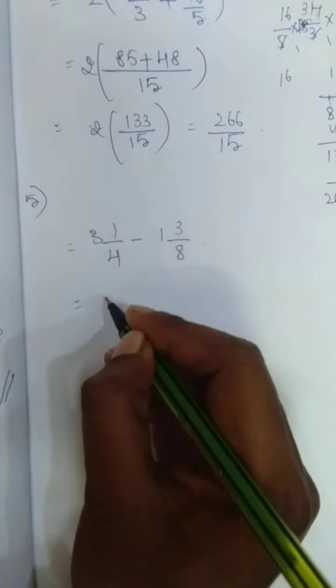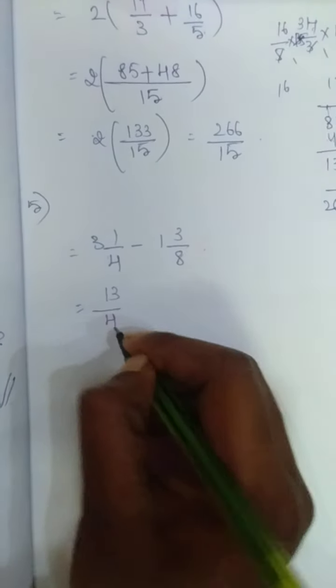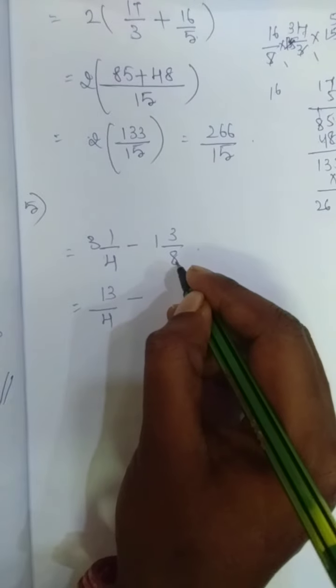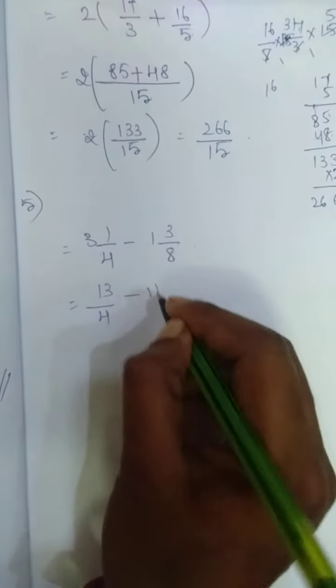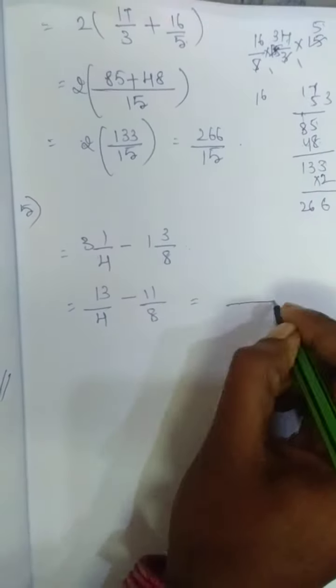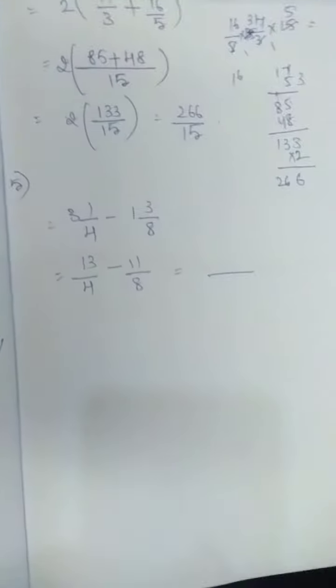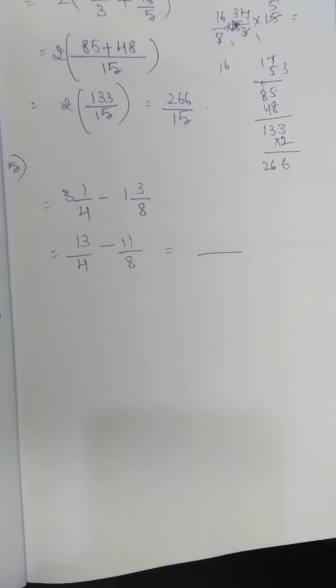Okay, with clear steps. 3 4s are 12, 12 plus 1 is 13 by 4, minus 1 8s are 8, 8 plus 3 is 11, 11 by 8. Do the LCM and find out the answer. Write down all the steps. Okay, that is your fifth question.